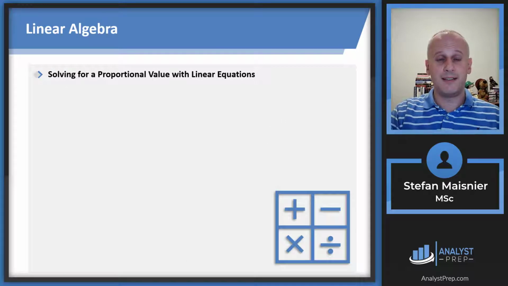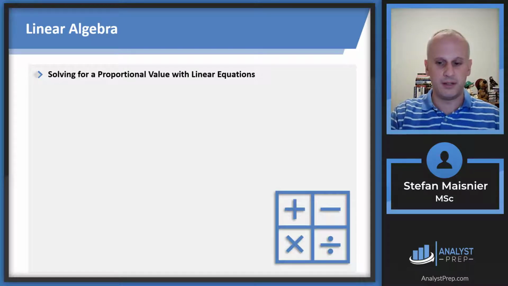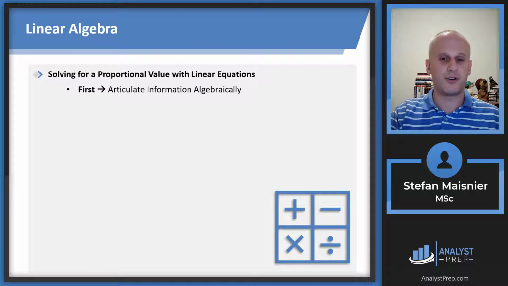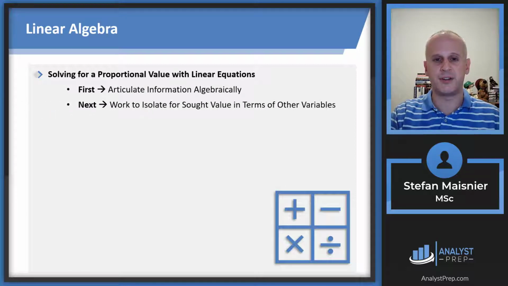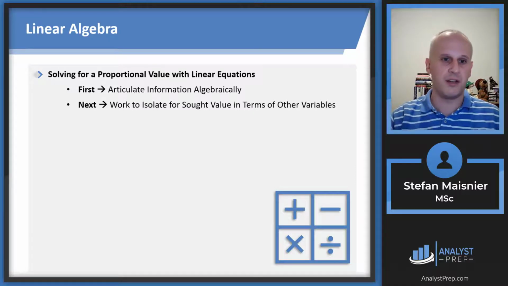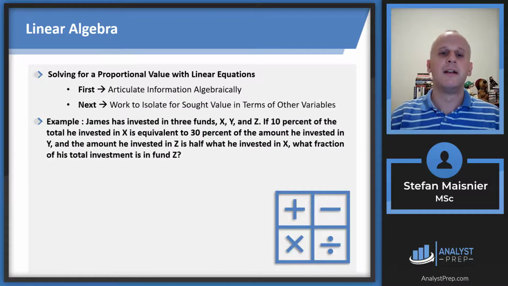Now, the other thing you can do with our system of equations is that you can potentially solve for a proportional value with a linear system. Now, first you want to articulate your information algebraically. In this case, we're going to use a word problem in a moment to illustrate that. Then you want to work to isolate for the sought value in terms of the other variables in the most, again, efficient manner.